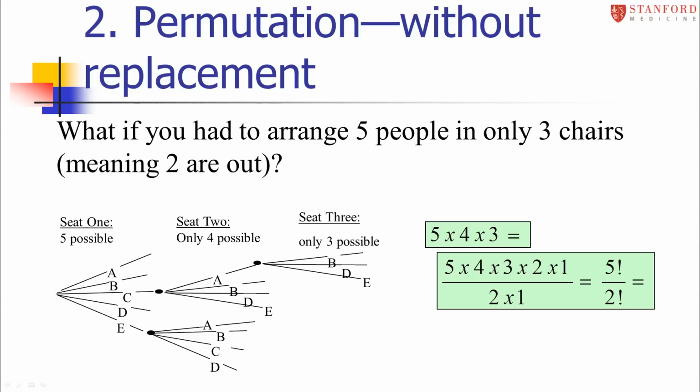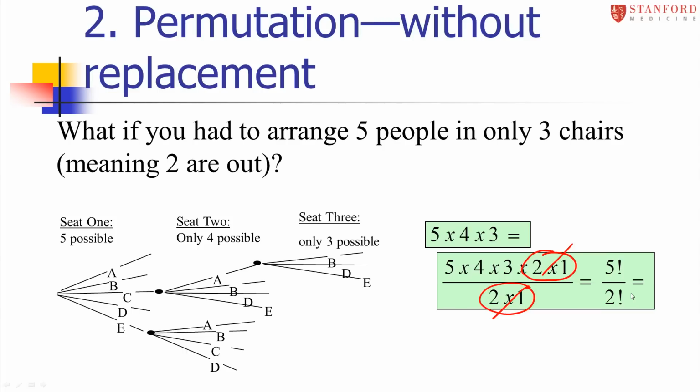So another way to write 5 times 4 times 3 is to recognize that that's the same as 5 factorial divided by 2 factorial. Because we want 5 times 4 times 3. If I divide 5 factorial by 2 factorial, which is 2 times 1, the end of 5 factorial is 2 times 1. So those will cancel and give me back 5 times 4 times 3. So what I've written here, 5 times 4 times 3, is equivalent to 5 factorial divided by 2 factorial.